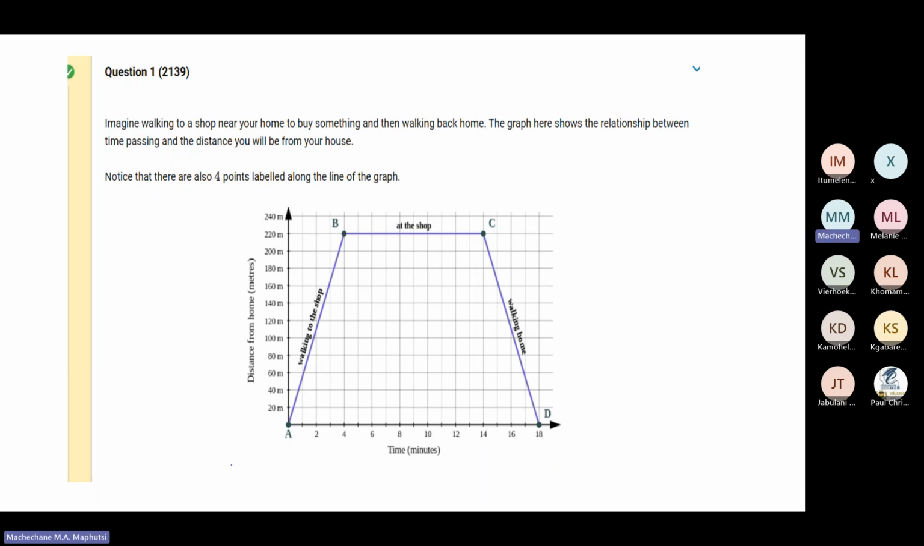Okay, but now if the learner walks back home, what does that mean? Now when we check the gradient, the slope from left to right, we can see that it is now moving towards a downward direction. So it means at that point, C and D, we have a decreasing graph. From B and C, we have a stationary graph. Then from A to B, we have an increasing graph.